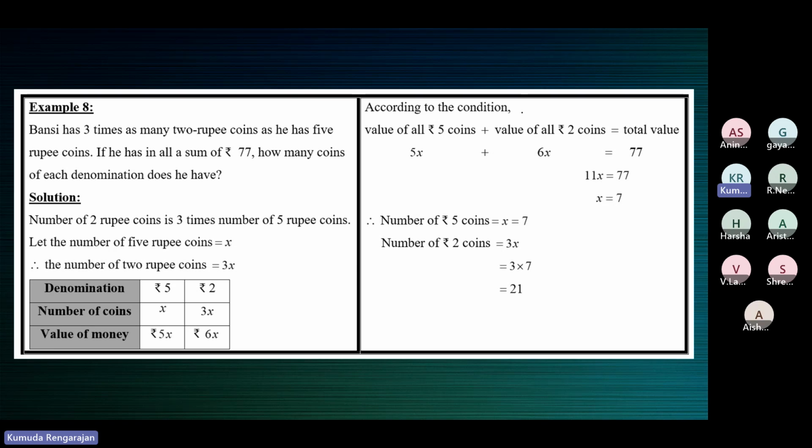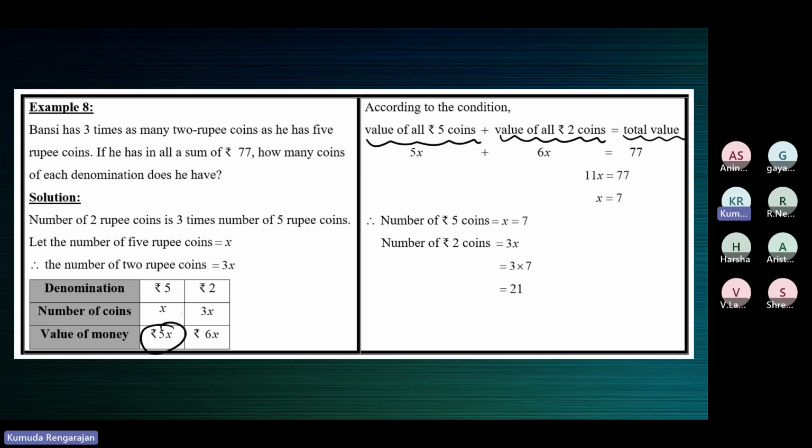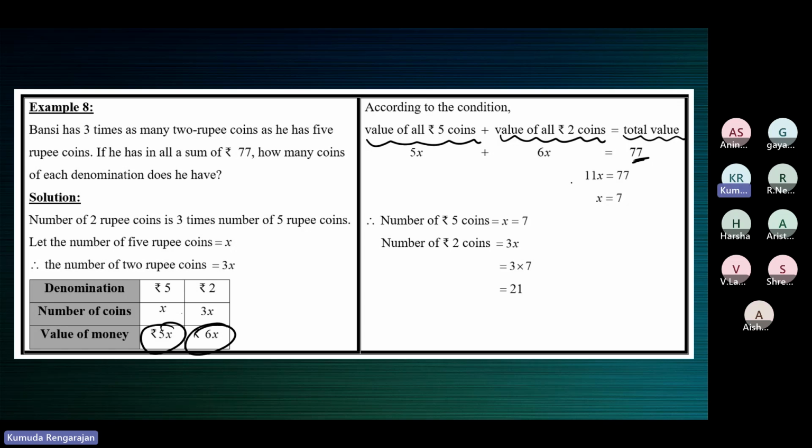And according to the question, the value of all the 5 rupee coins plus the value of all the 2 rupee coins is equal to the total value of money. So 5x plus 6x is equal to the total value of 77. 5x plus 6x is 11x is equal to 77. x is equal to 77 by 11. x is equal to 7. You can include that step. x is 7 meaning the number of 5 rupee coins is 7. So the number of 2 rupee coins will be 3 into 7, 21.